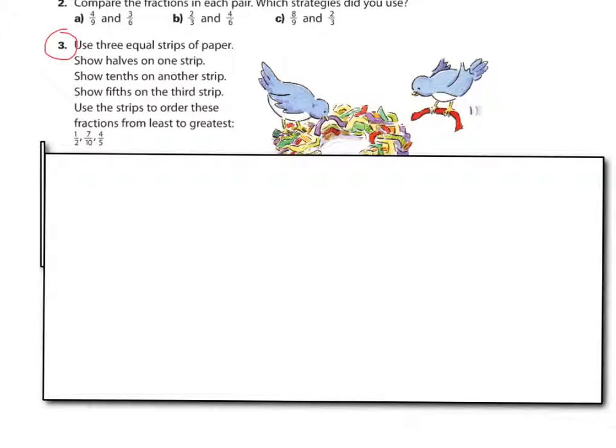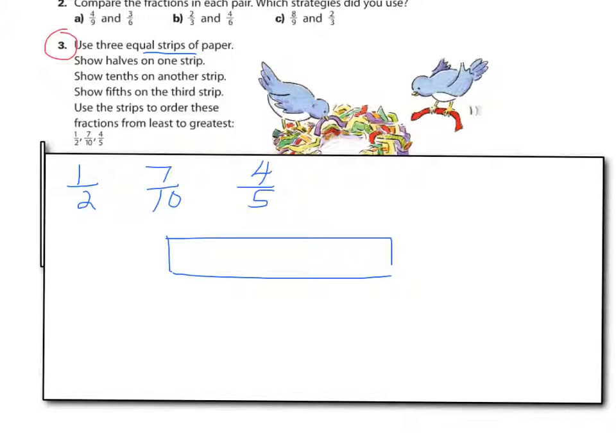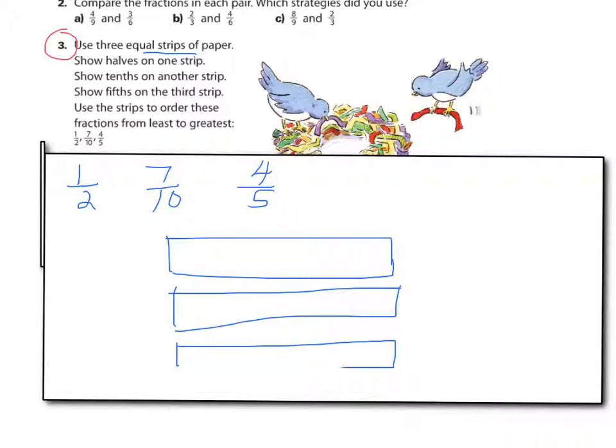All right, so we are comparing 1/2, 7/10, and 4/5. It says to use number strips. I'm going to use number strips. Okay, so I have to draw 3 of them. They have to be equal in size, or at least length. And now I need to divide them. So one needs to be divided only in half. That one's pretty easy. The other 2 need to be divided into 10 and 5.